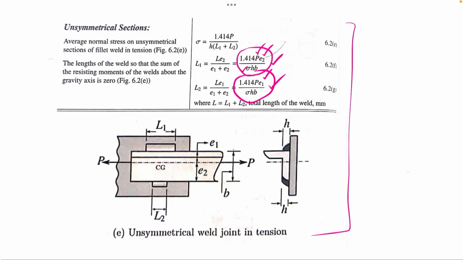Because we have the values of E1 and E2, the load P applied, and sigma, the allowable stress. This sigma should be read as tau, because we know that in a parallel fillet weld it is actually torsional shear stress. So you can simply replace sigma by the shear stress tau. H is the size of the weld and this B is the total distance. So you can use this one, or the method I have explained.